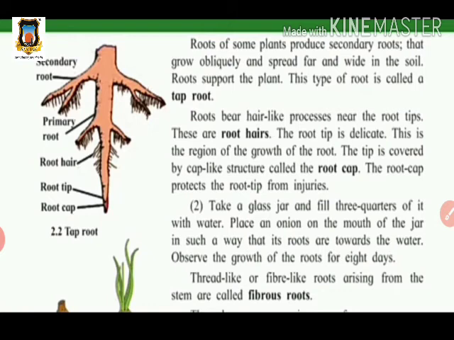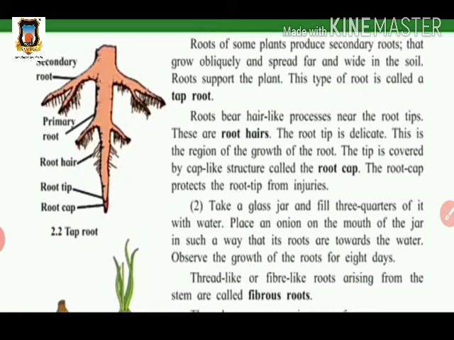How? So take a glass jar or a glass. In this glass jar you take water, three parts of the jar filled, and then place the onion on the mouth of the jar in such a way that the root part of this onion is deep in the water, and after 8 days you observe how the roots of this onion are growing inside the water. Okay, so in this way you can study the second type of root, that is the fibrous root.